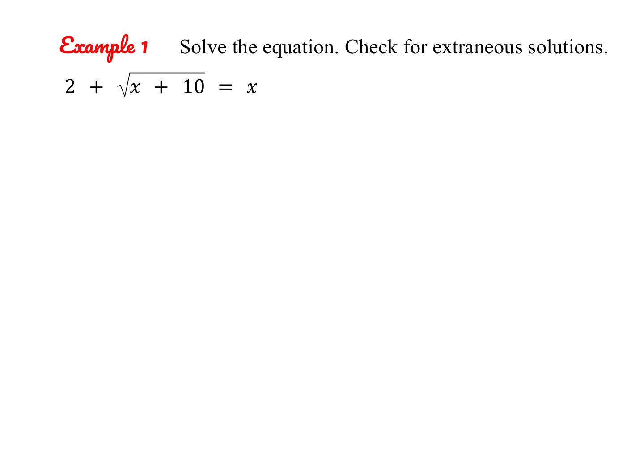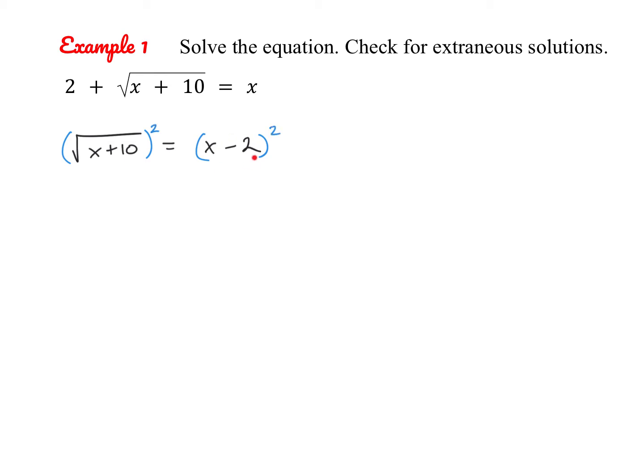All right, let's give this first one a try together. So the first thing we're going to try to do is to isolate our radical expression, and we can do that by simply subtracting 2 from each side of our equation. And from here, we're going to raise both sides of our equation to the power of our index, which in this case is 2. It's a square root.